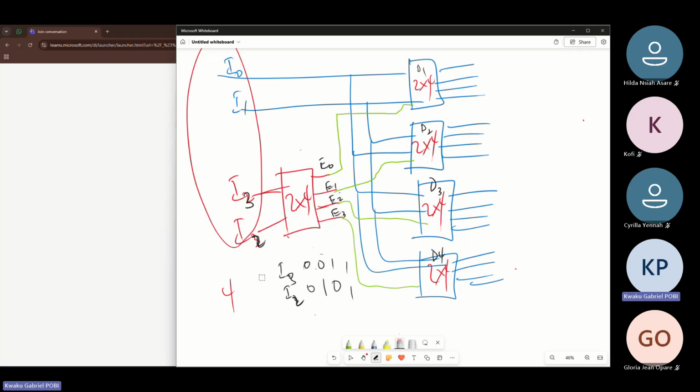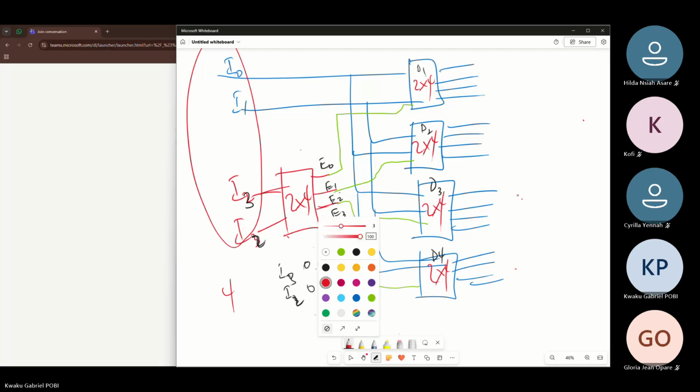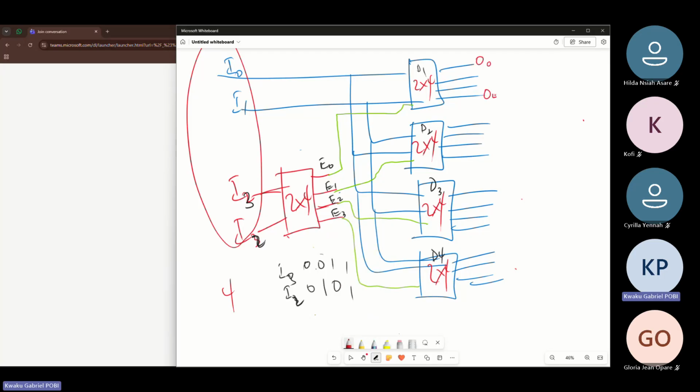All right. So it means that we would have something like this. This first decoder runs from O0 all the way to O3. This O4 to O7. This from 8 all the way to 11. And then there's 12, 13, 14, 15, right?